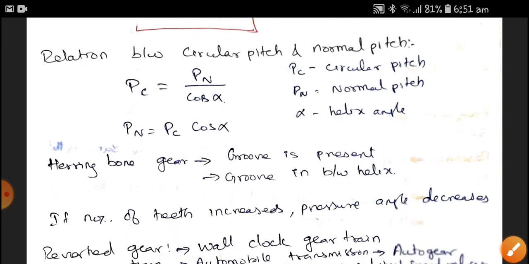And next one is the helical gear, the relationship between circular pitch and normal pitch. The circular pitch Pc is equal to Pn divided by cos alpha. So this is for the helical gears. Therefore, circular pitch is equal to normal pitch divided by cos alpha, where alpha is the helical angle or helix angle, Pn is the normal pitch, Pc is the circular pitch, and the normal pitch is equal to circular pitch into cos alpha.